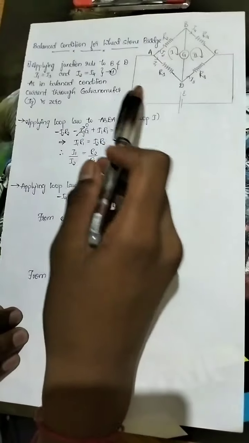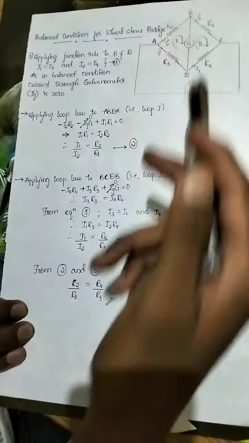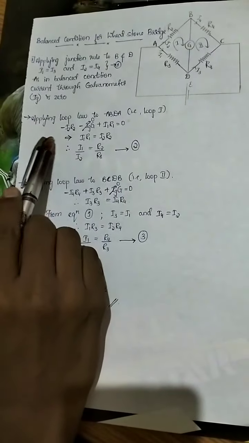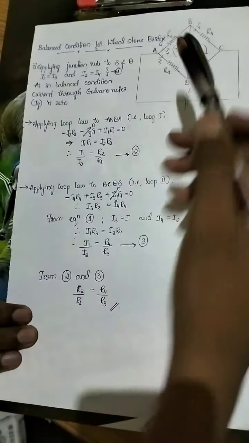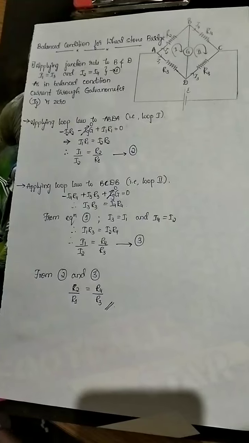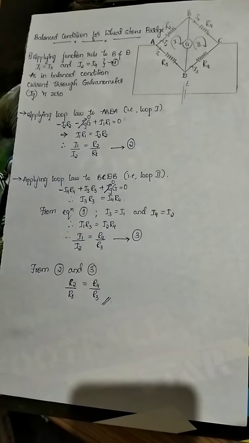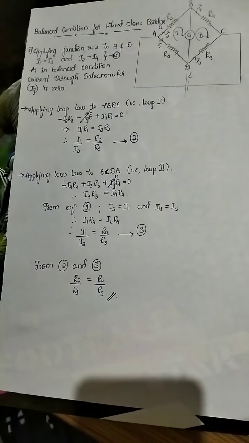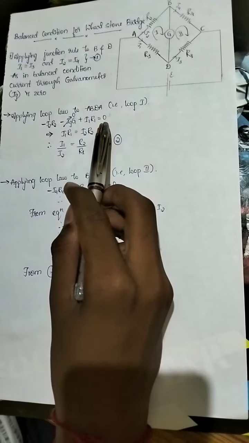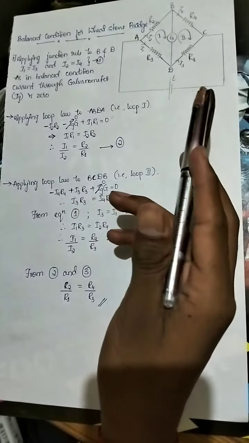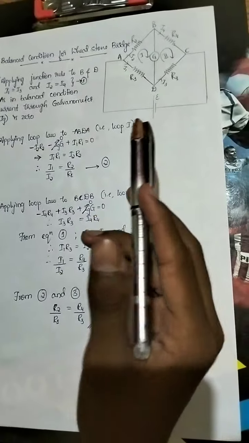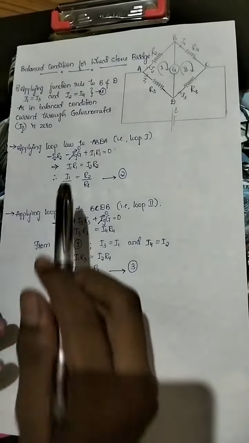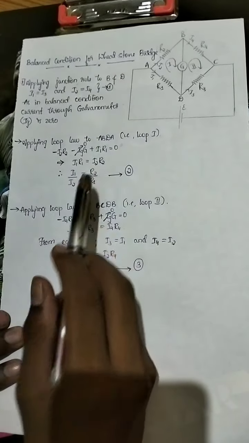Hence, applying that law for the loop ABDA, we get negative because the current and the loop are in the same direction. Hence, minus I2 into R2 minus Ig into G plus I1 into R1 is equal to 0. Here Ig is equal to 0 because no current is flowing in the balanced condition of Wheatstone bridge. Hence I1 R1 equals I2 R2.